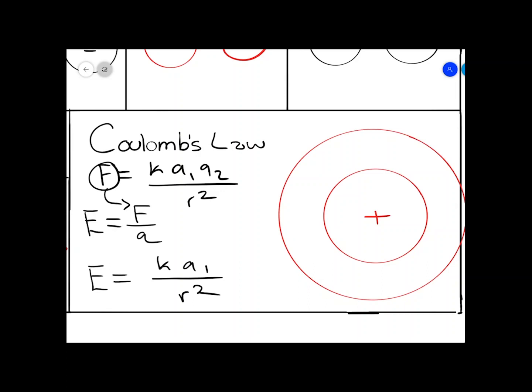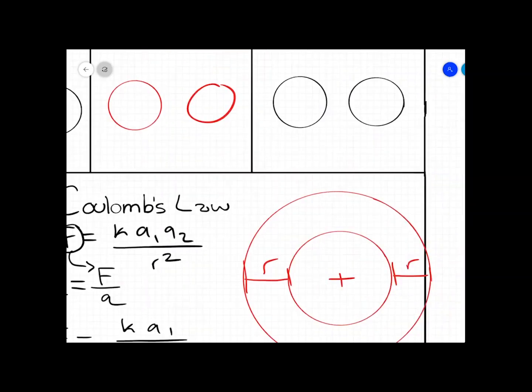An important concept to note is that if an object is at the same radius from the point charge, it will have the same strength of electric field. And this goes for all objects at the same radius.